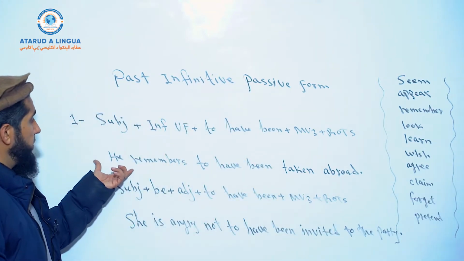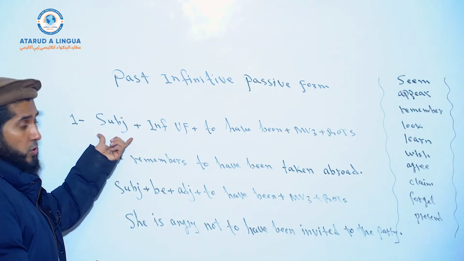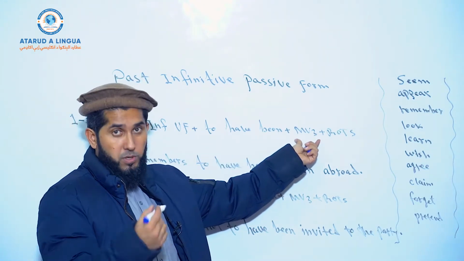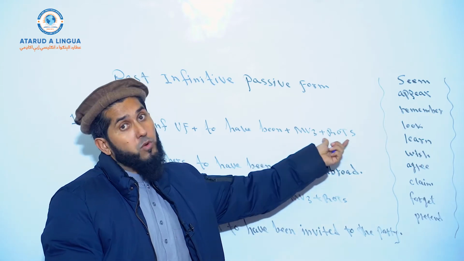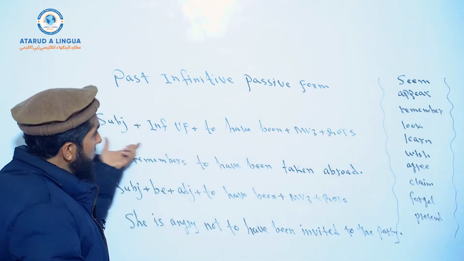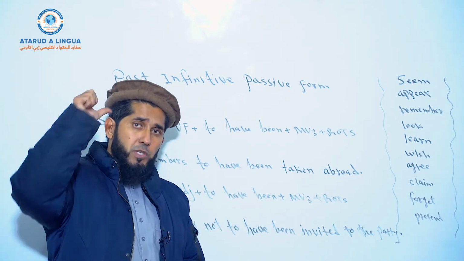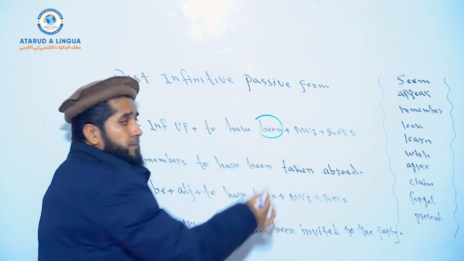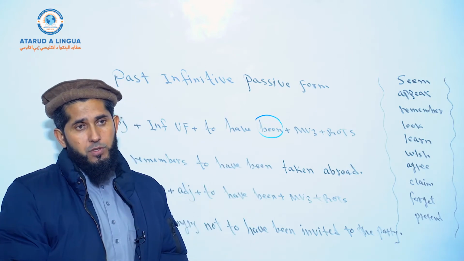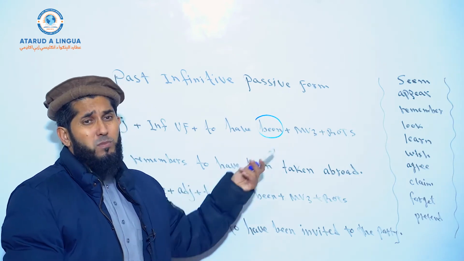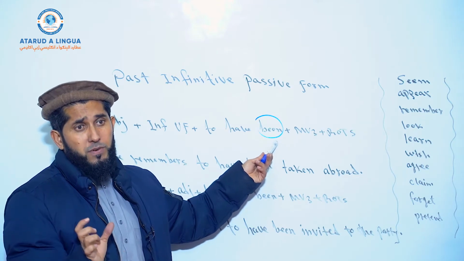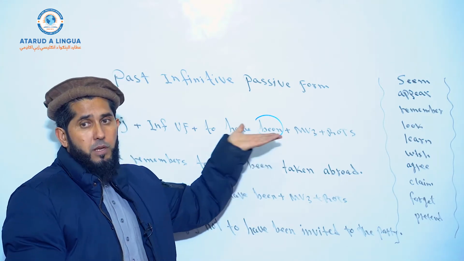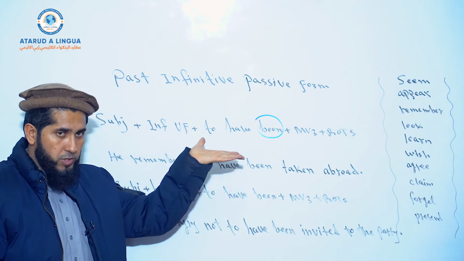So look at the first example. Subject, the first structure, plus infinitive verb form, plus to have been. And then main verb, which should be a transitive or ditransitive verb in third form in the rest of the sentence. One more thing over here, it's almost the same structure that we were using for the past infinitive active form. Only the auxiliary, the helping verb been, is extra over here in the structure. And because it's passive form, we need a form of to be verbs before the past participle or third form. So therefore, we need been in passive form. It's almost the same structure.